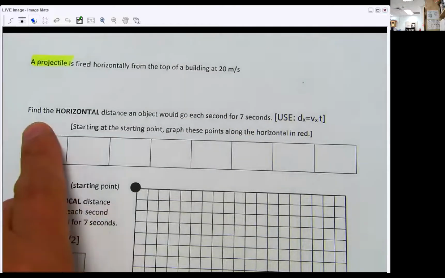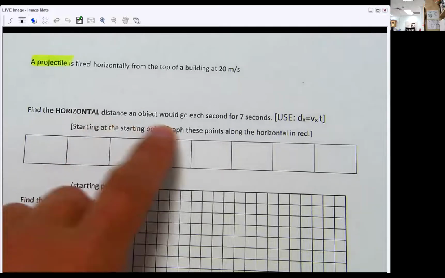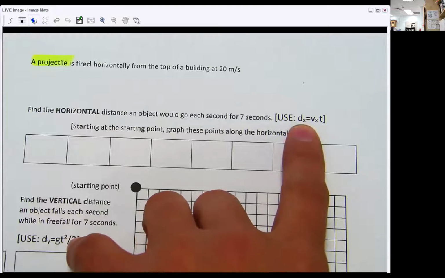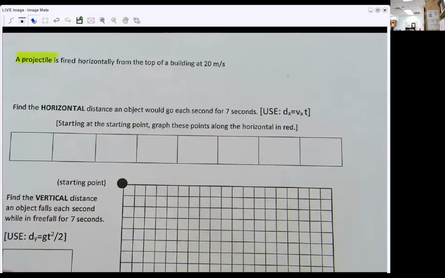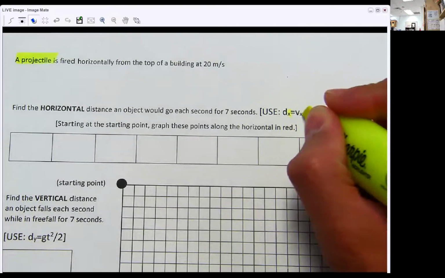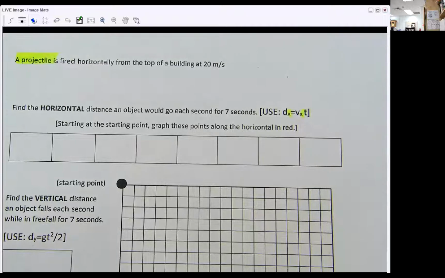And so what we're going to start off with is this, where it says, find the horizontal distance an object would go each second for 7 seconds. And what we're going to use is this equation here. Now that should look familiar to you. We've used this in the past. The difference is now we have the x, which is attached to it.